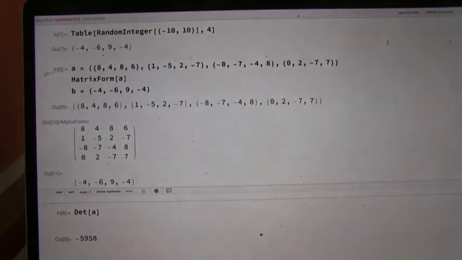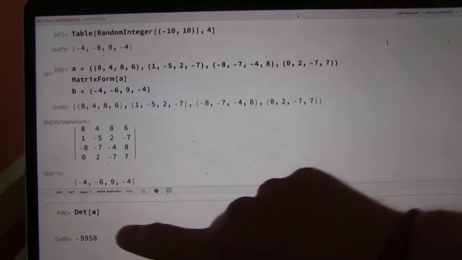I mean, usually what you would do is you'd reduce the matrix and then try to find the special solutions. But that's a complicated process. Yeah, well, anything with a 4x4 is going to be complicated.